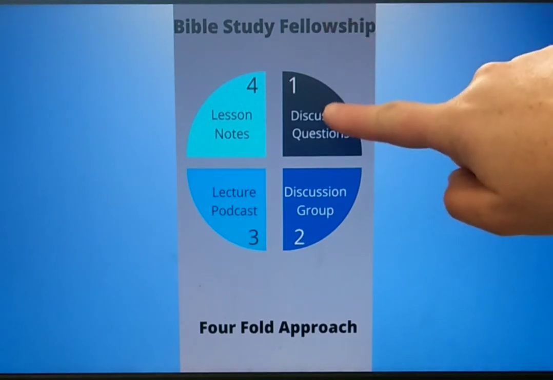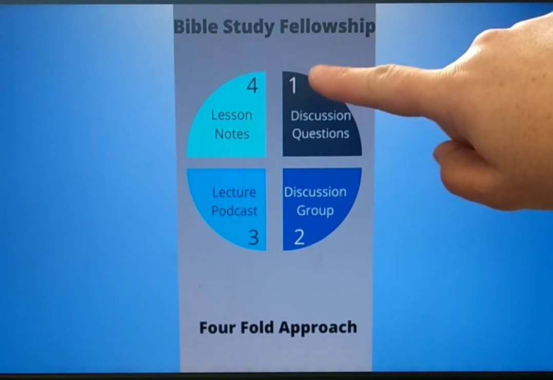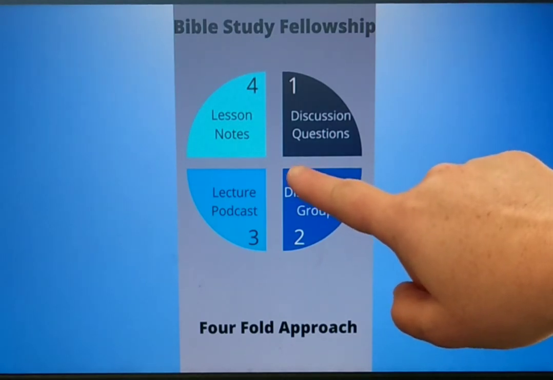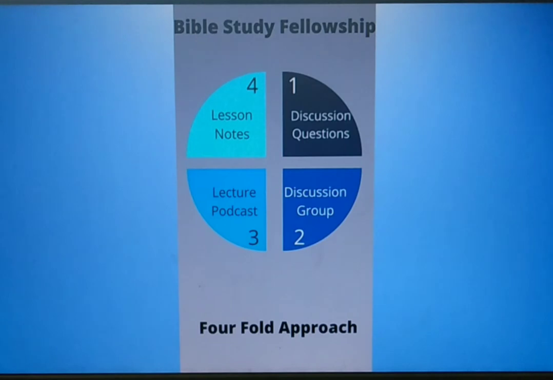The first part of the fourfold approach is the discussion questions, and this is what you do during your private study time during the week. The second part of the fourfold approach is the group discussion time, which is when you get on Zoom and discuss the questions with your group.